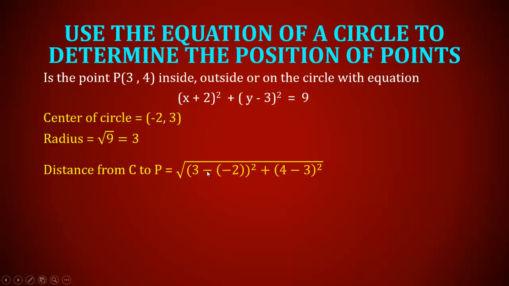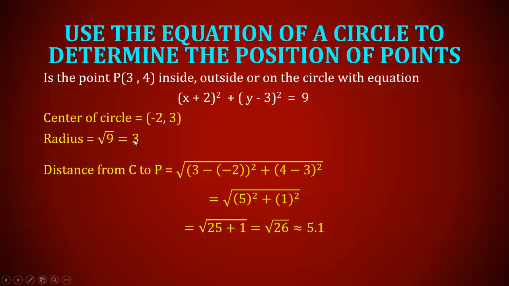I went (3 − (−2))² + (4 − 3)². That's the distance from C to P. 3 minus negative 2 is actually 3 plus 2, which is 5 squared. 4 minus 3 is 1 squared. We add those together: 5 squared is 25, 1 squared is 1. So that's the square root of 26, which is about 5.1.